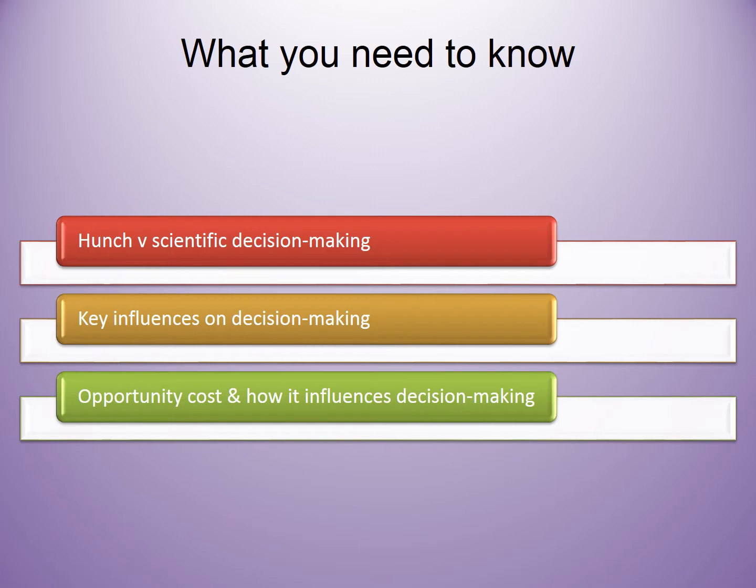So this is decision making. Now what you actually need to know on this is hunch versus scientific decision making, key influences on decision making, and then opportunity costs and how it actually affects decision making as well.